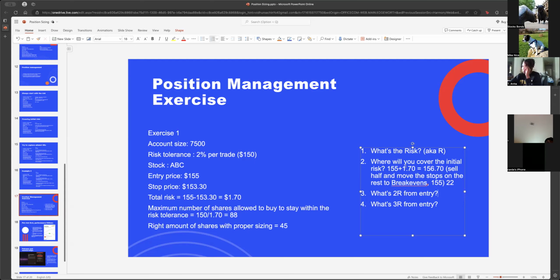2 hours is nothing but this value, 156.70, plus your initial risk, by the way, which is 1.70. That is what 2 hours actually means. So 156.70 plus 1.70. You guys are nailing this part, by the way. You guys are getting this part really right. Where I'm not getting the answers is where you're going to move your stop losses after selling this one right here.